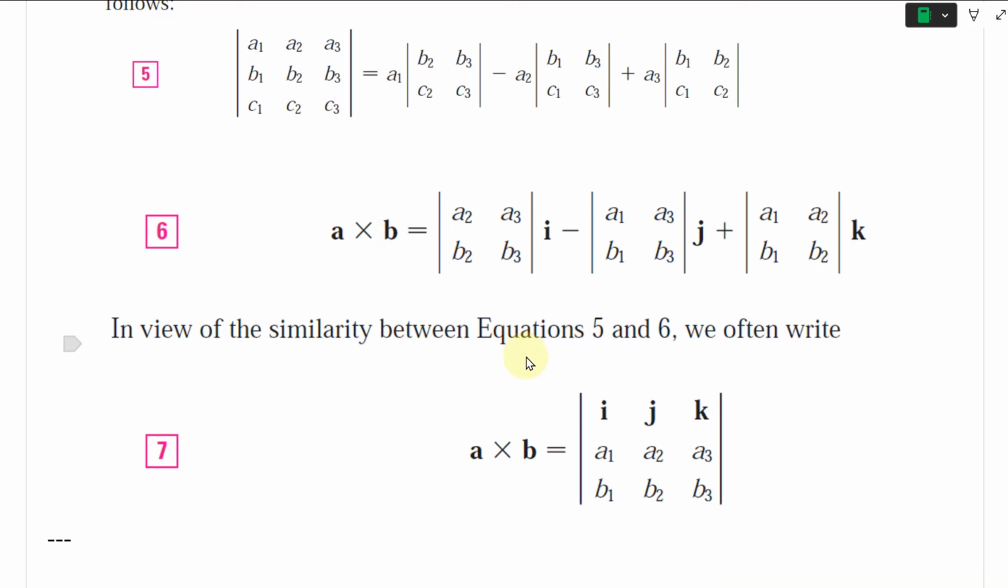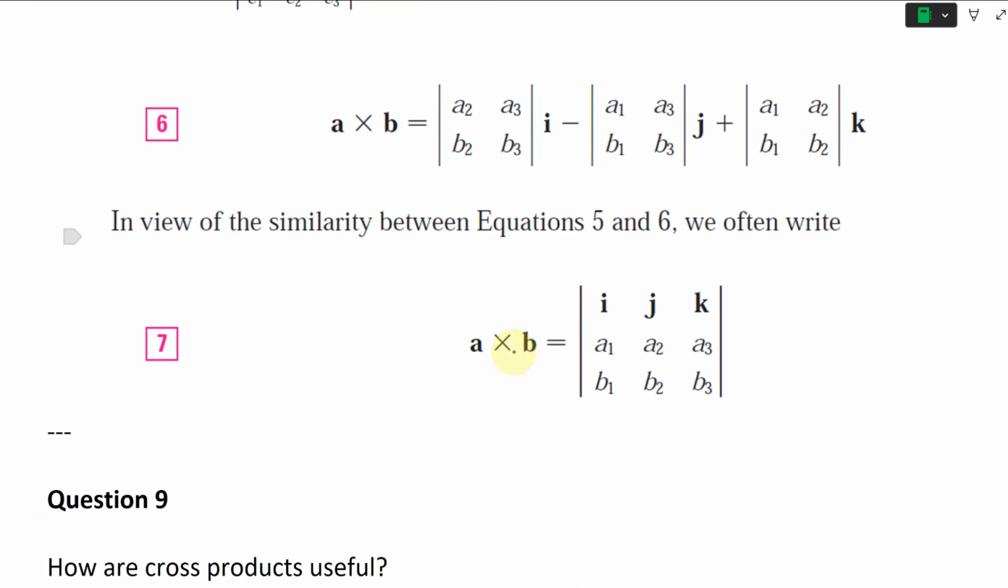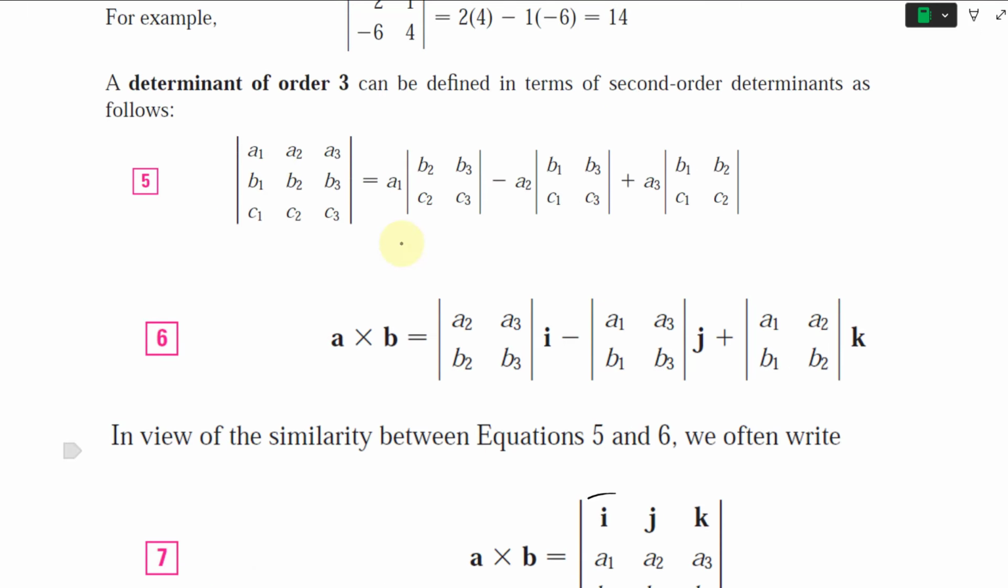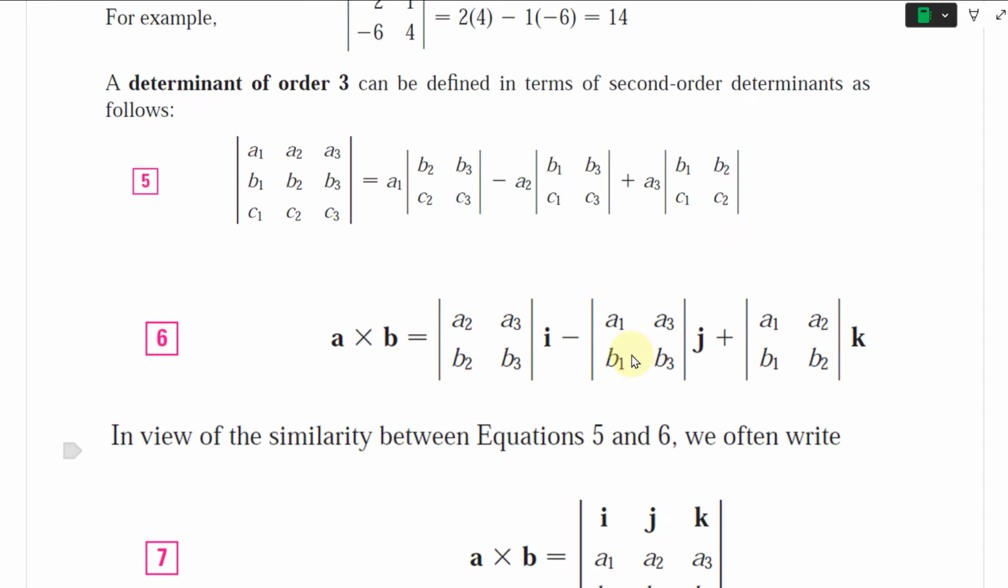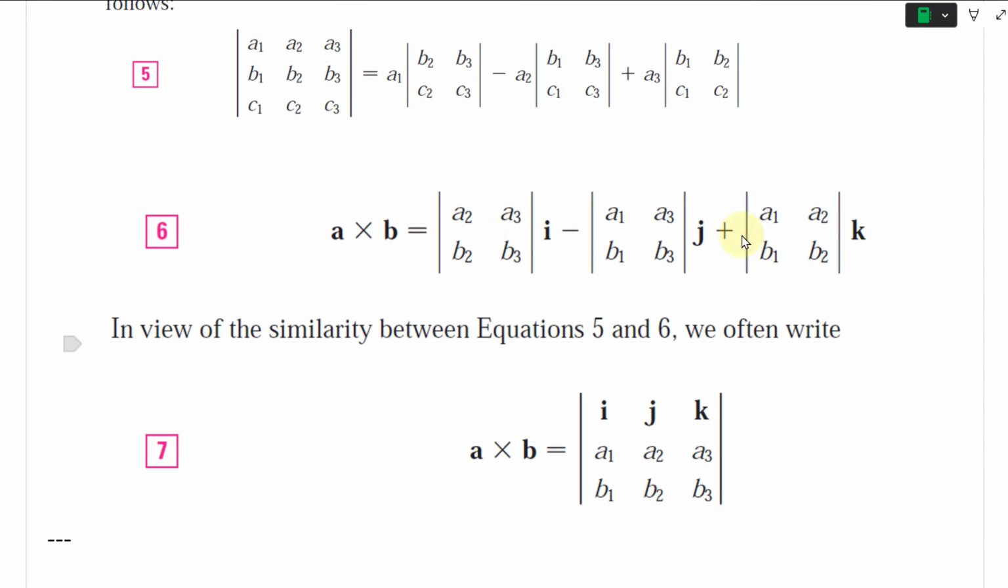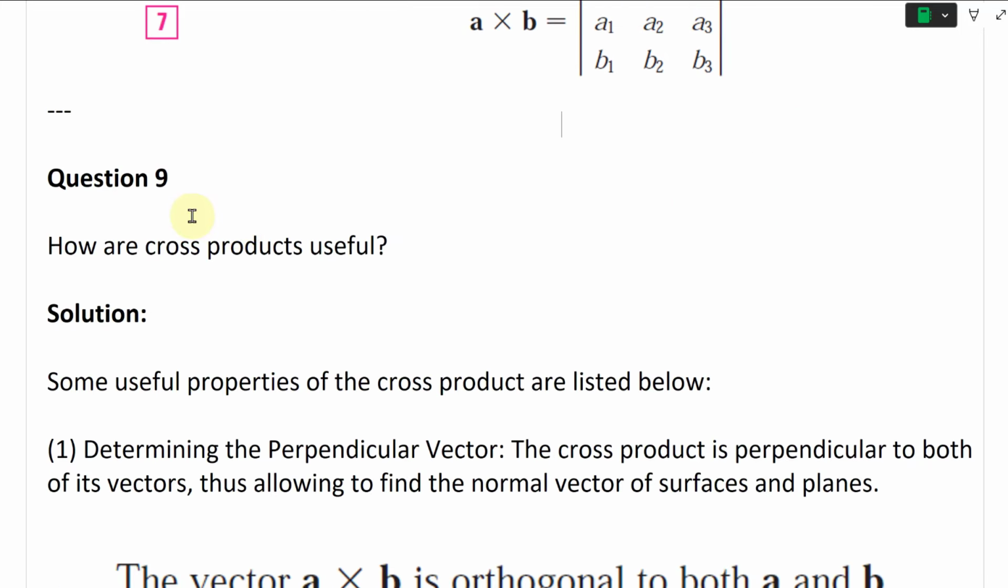In view of the similarity between equations 5 and 6, we often write this right here. So a cross product is equal to i, j, k instead of a1, a2, a3. So we'll use this right here and then the other vectors there, like this. And again, to get the cross product, you take the determinant of this one right here. So you would cross this and this, take the determinant of this, subtracted by the determinant of these, and then added to the determinant of this. And you get this, and it's in vector form. So again, these would be the components for the x, the y, and the z. Pretty epic stuff.